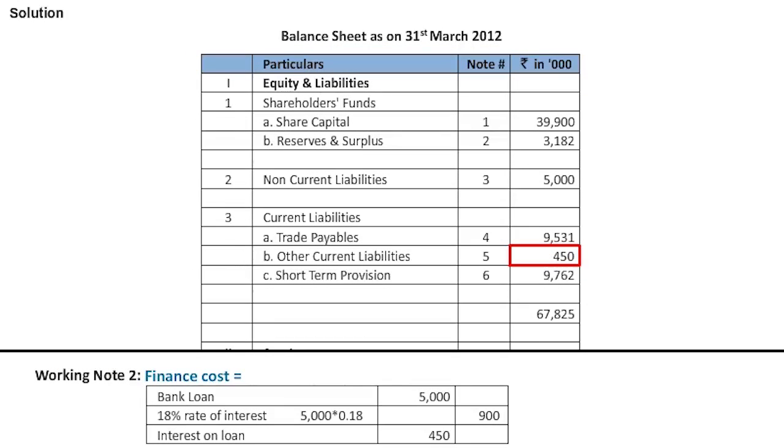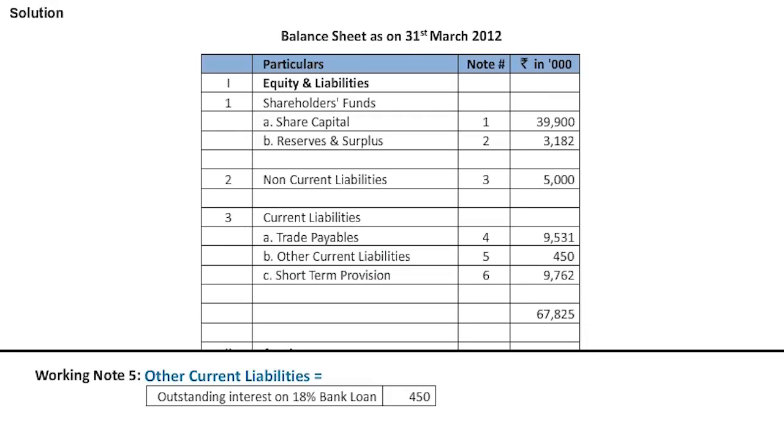And this interest on bank loan will be part of your finance cost. So that is your 900 overall interest. And if you go to note number 2, interest on 18% bank loan 900. This is 450 as per trial balance and 450 outstanding. And this 450 which is outstanding, that will be part of your current liabilities because it is supposed to be paid in the short term. So current liabilities, other current liabilities 450. Note number 5, we have shown it separately.